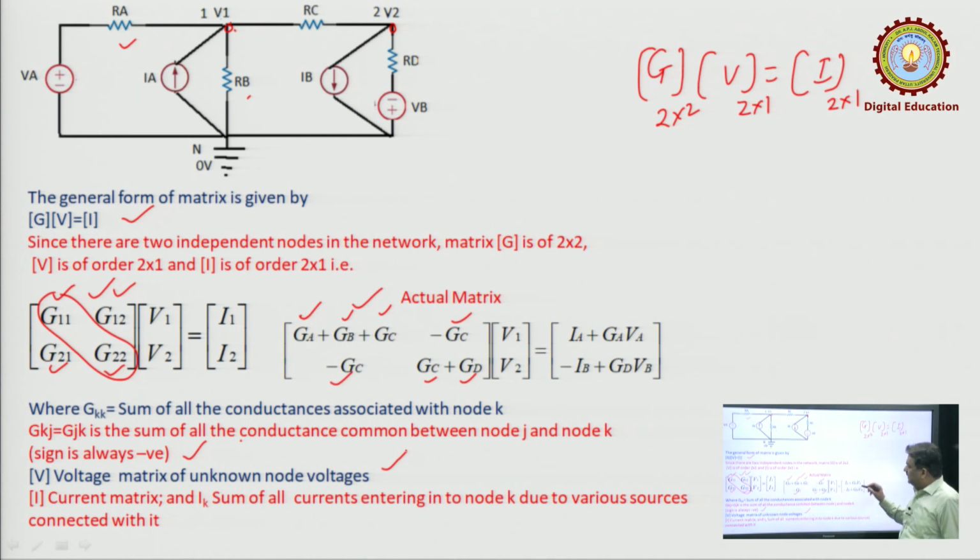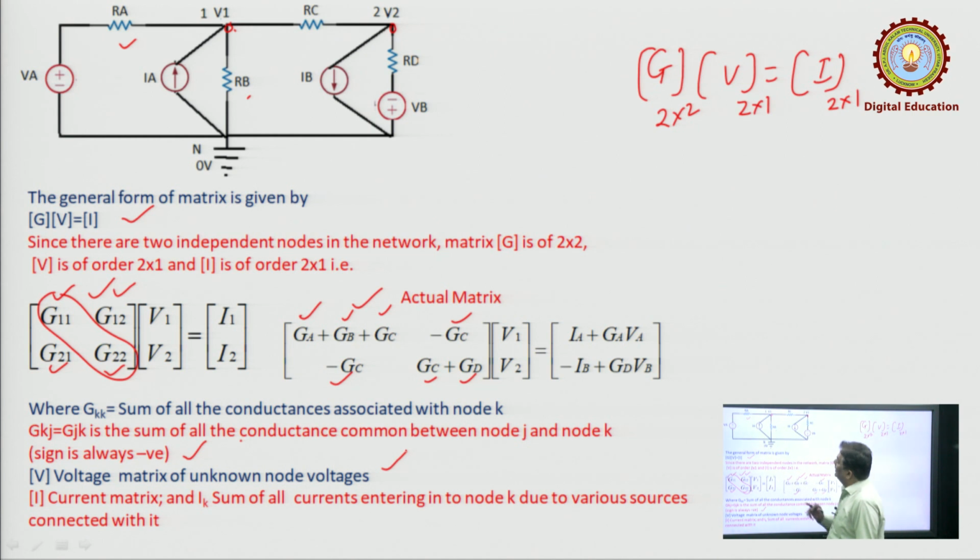Now, finally, the current matrix. So, the current matrix will have two elements I1 and I2. I is the current matrix, and the element IK is the sum of all the currents entering into node K due to various sources connected with it. So, let us consider I1. I1 is the sum of all currents entering into node 1.